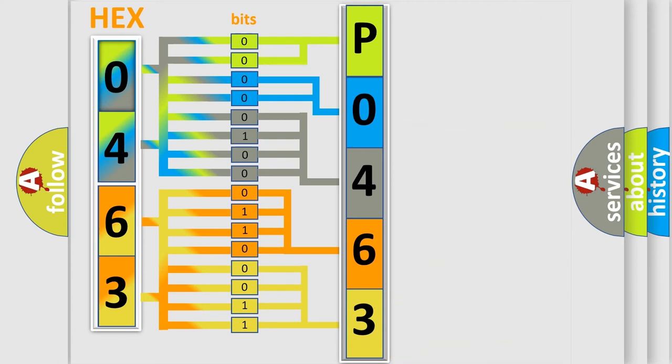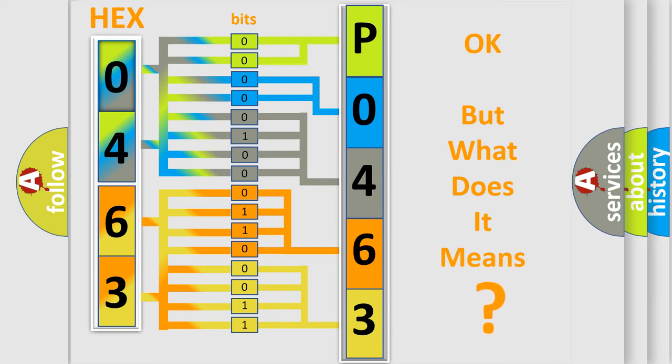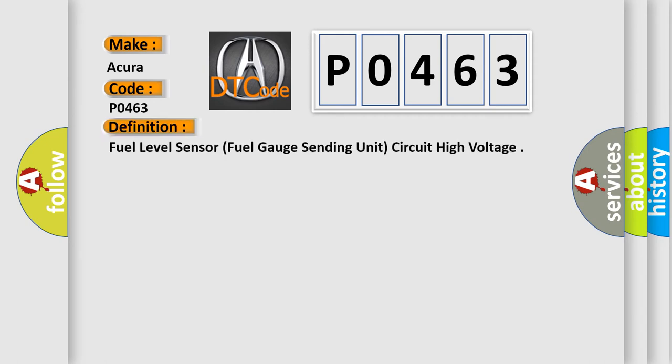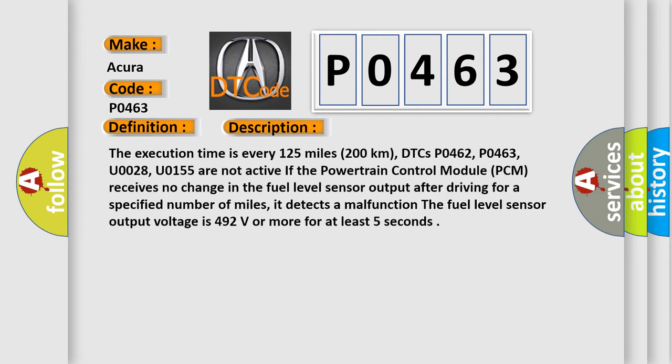We now know in what way the diagnostic tool translates the received information into a more comprehensible format. The number itself does not make sense to us if we cannot assign information about it to what it actually expresses. So, what does the diagnostic trouble code P0463 interpret specifically for Acura car manufacturers? The basic definition is: fuel level sensor, fuel gauge sending unit, circuit high voltage. And now this is a short description of this DTC code. The execution time is every 125 miles, 200 kilometers.